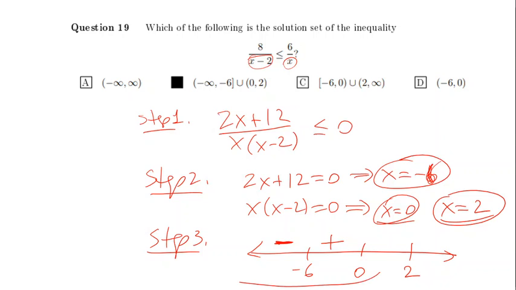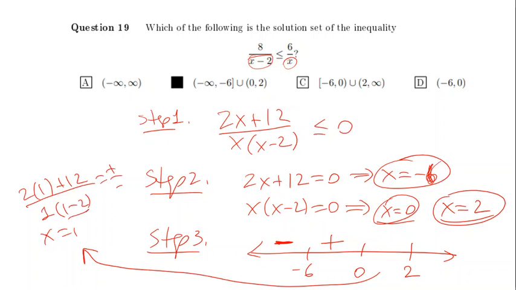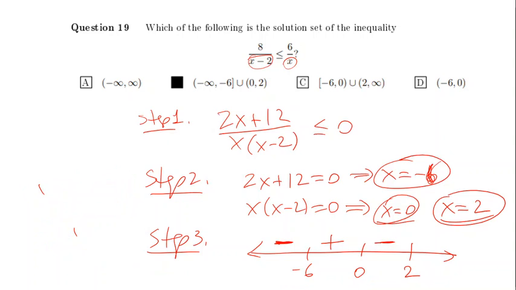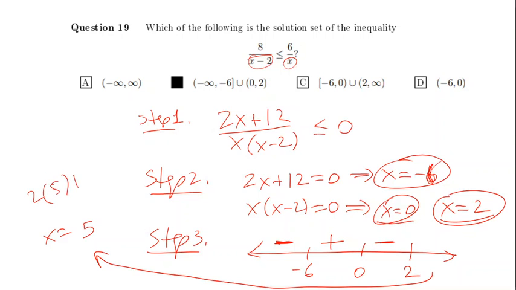And you can put x equal to 1 here, and this will give you 2 times 1 plus 12 divided by 1 times 1 minus 2. So it's a positive divided by a negative number, so it will be minus. So we write minus here, and you can do the rest by picking a number, x equal to, let's say, 5. Let's see what happens. 2 times 5 plus 12 is positive, and 5 times 5 minus 2 is positive, so it's positive divided by positive, so it's positive.